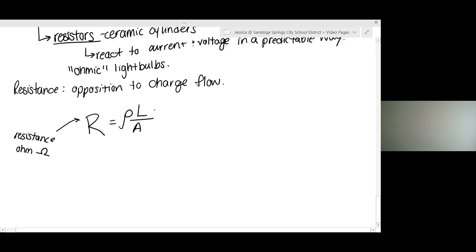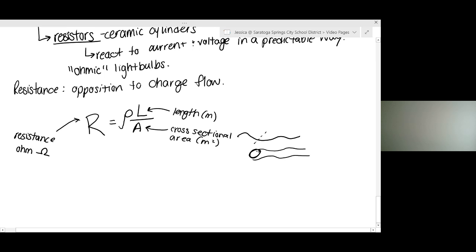Okay, L, you probably know, is the length measured in meters. A is what's considered the cross-sectional area, and that's measured in meters squared. So what that means is if you were to take a wire and cut it in half, that wire is going to probably look like a circle, right? And you're taking the area of that circle, okay?